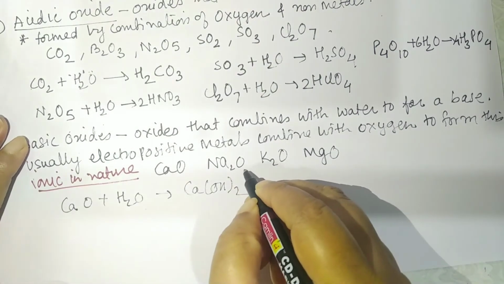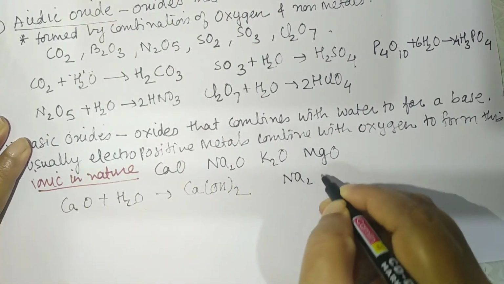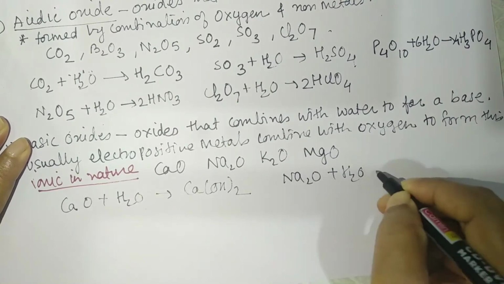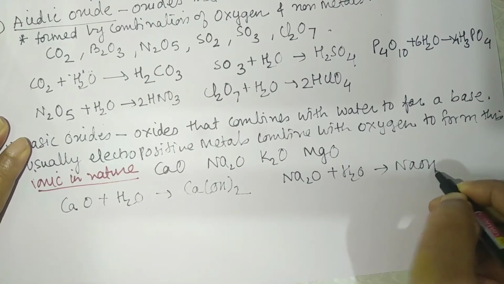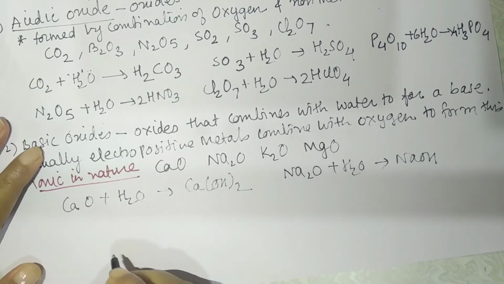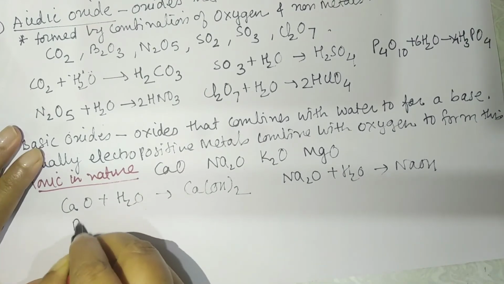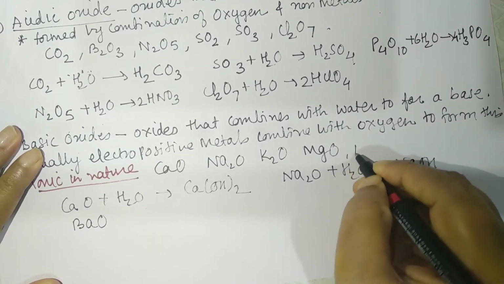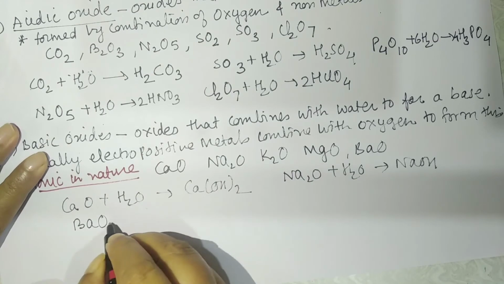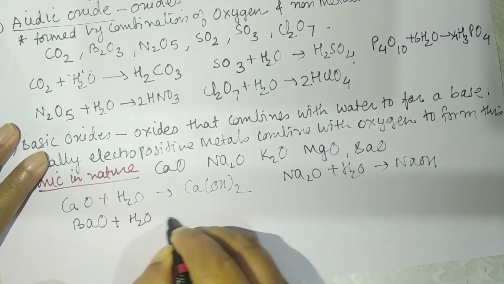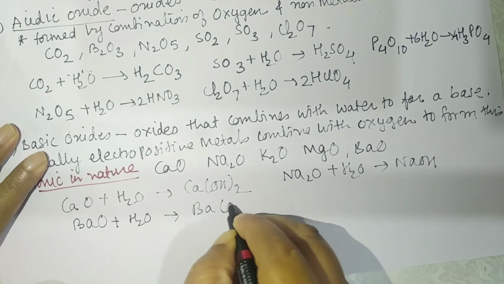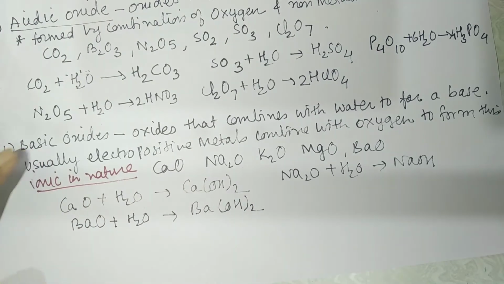Students, what will I get if I dissolve Na2O in water? If I add this to water, you will get NaOH. If I take barium oxide plus water, what will I get? Barium hydroxide. So those are all basic oxides, which are usually the oxides of metals or electropositive metals.